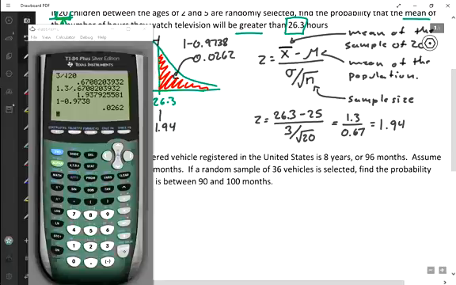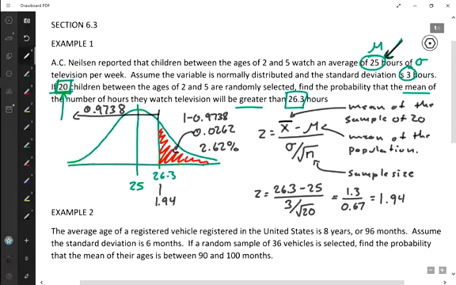So that ends up giving me 0.0262. So this area right here represents 2.62% of the population. What that means is this: if we take a sample of 20 kids, compared to the 26.3 average hours they watch TV, there's only a 2.62% chance that the average of these 20 kids will be greater than or equal to the 26.3.